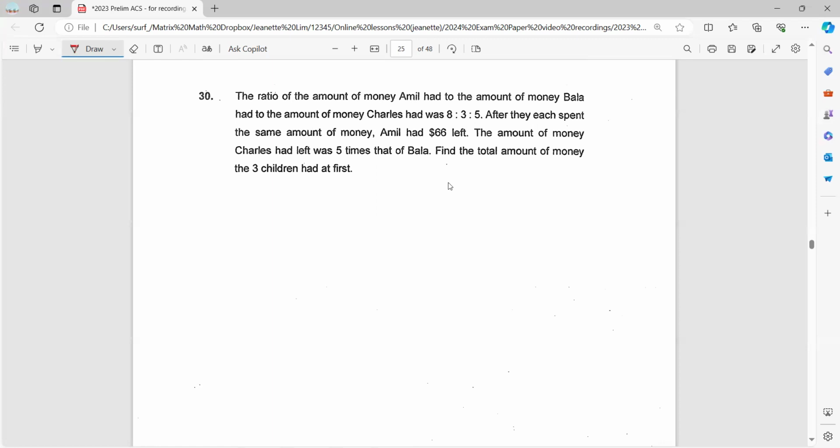Okay, so let's write down the ratio first. A to B to C is 8, 3, 5. They each spend the same, so A minus something, B minus something, C minus the same thing. In the end, A is 66. Charles had 5 times of Bala, so Bala 1 time. Find the total that they have at first.